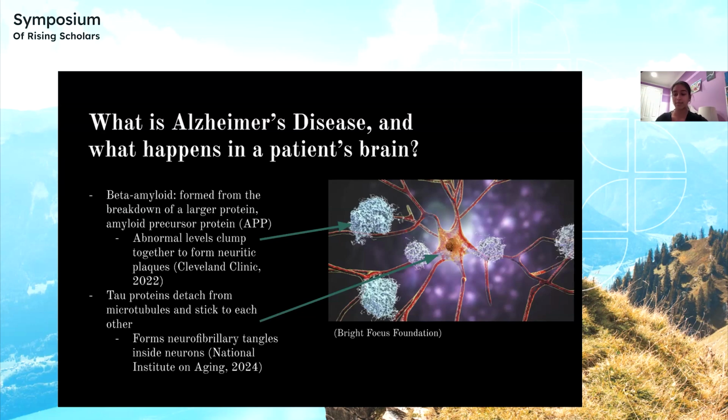Normally, tau molecules bind to microtubules in the brain to support and stabilize the structure of healthy neurons, but in patients with Alzheimer's disease, abnormal chemical changes can cause tau molecules to detach from their microtubules and stick to other tau molecules, forming threads that eventually join to form neurofibrillary tangles inside neurons, which block their transport systems and interfere with the synaptic communication between them.